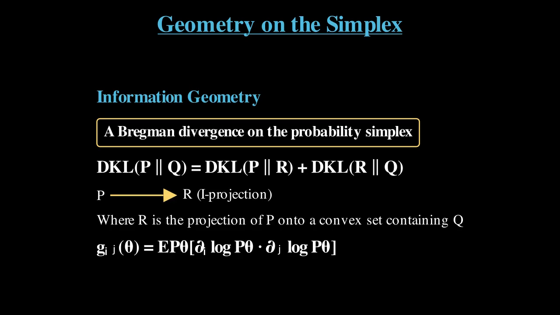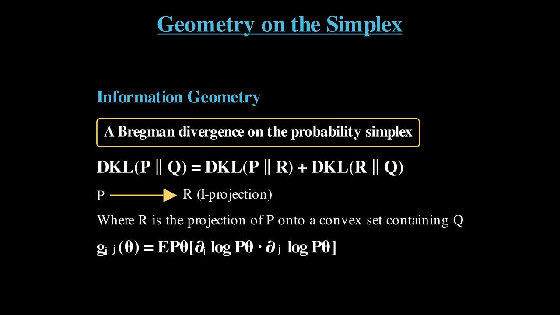If we take a distribution P and find its I-projection, R, onto some convex set of distributions, then for any other distribution Q in that set, the divergence from P to Q neatly decomposes. It's the sum of the divergence from P to its projection R plus the divergence from R to Q. This defines a sort of orthogonality. Taking the infinitesimal limit of this geometry gives us the Fisher information metric, which defines a local Riemannian metric on the manifold of parameters.